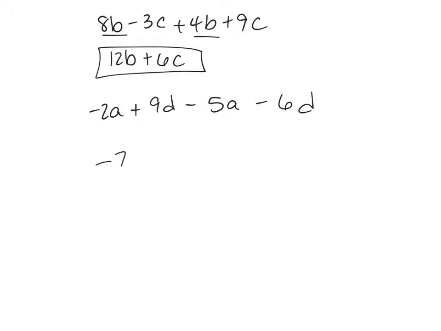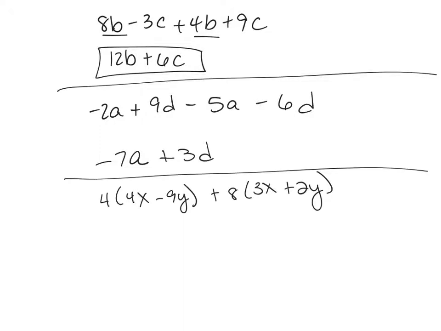Negative 7a. Because think of negative numbers as money you owe your parents, okay? You owe them $2, you owe them $5 more. Negatives are more owing. Positives is money you have, okay? So on 9d and negative 6d, you have $9, you owe your parents 6. How much do you have left when you're done paying them? 3.